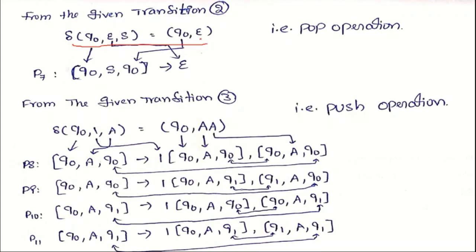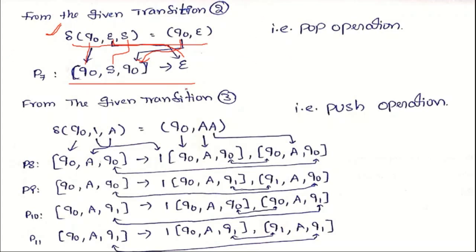So this pop operation related production rule can be written with the current state Q0, the top of the stack S, and the next state Q0. This is one set which derives the input symbol, that is epsilon. So this is the production rule equivalent to this particular pop transition. Based on this, a pop transition can give only one production rule.